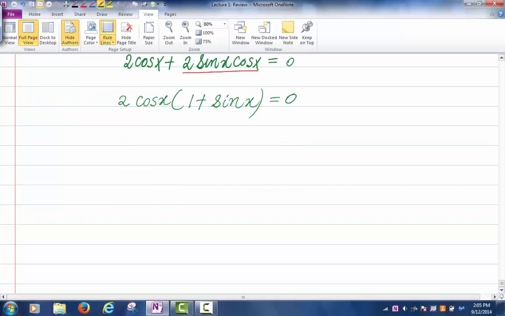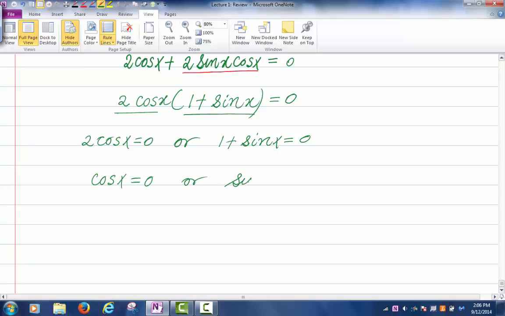Okay, now we basically have the product of 2 factors, right? I have 2 factors here, and the product is 0, so one or the other one is 0. So that tells me either 2 times cosine x is 0, or 1 plus sine x is 0, which means that either cosine x is 0 or sine x is -1. Is everybody okay with that?